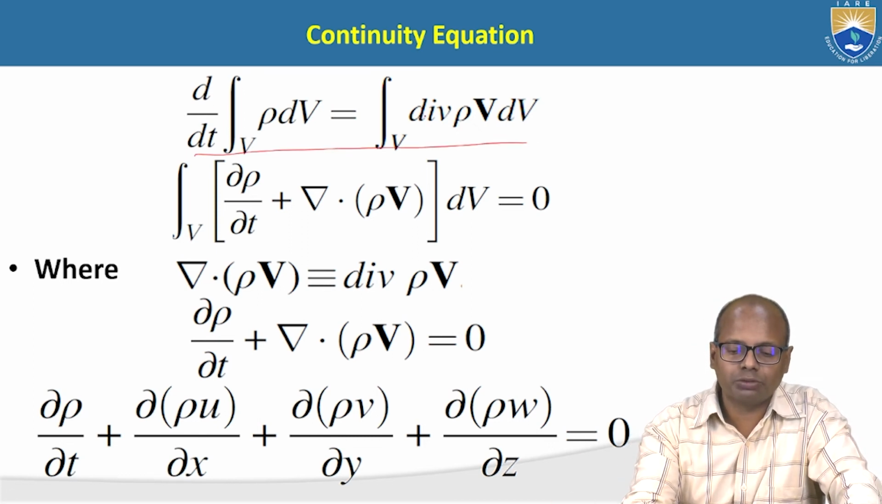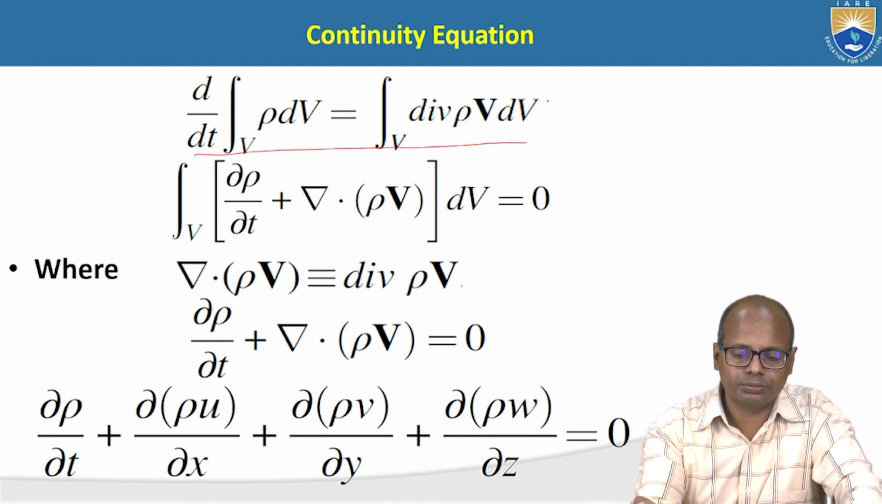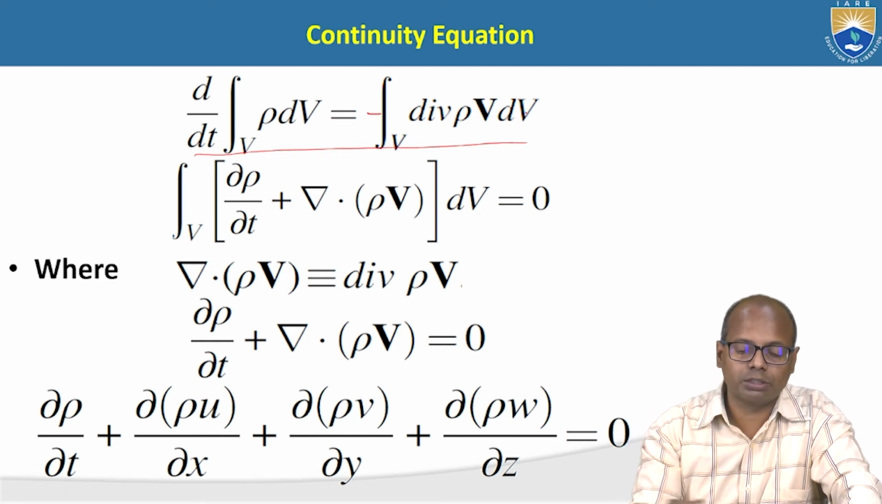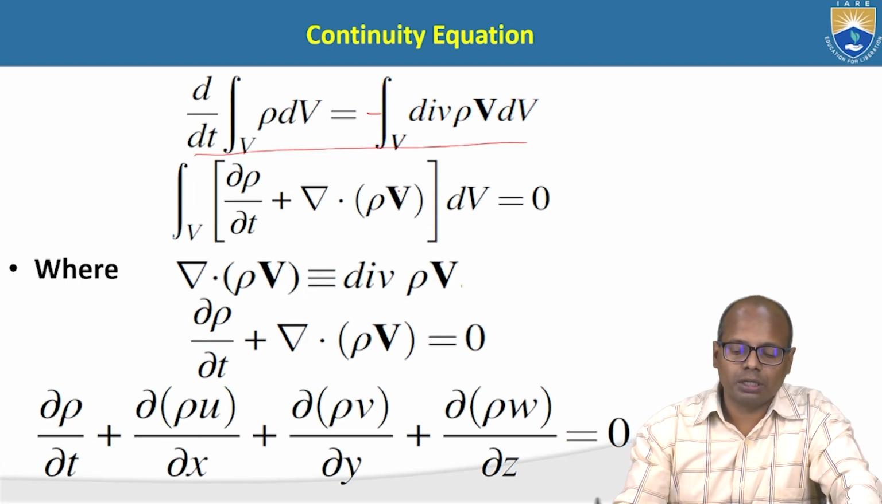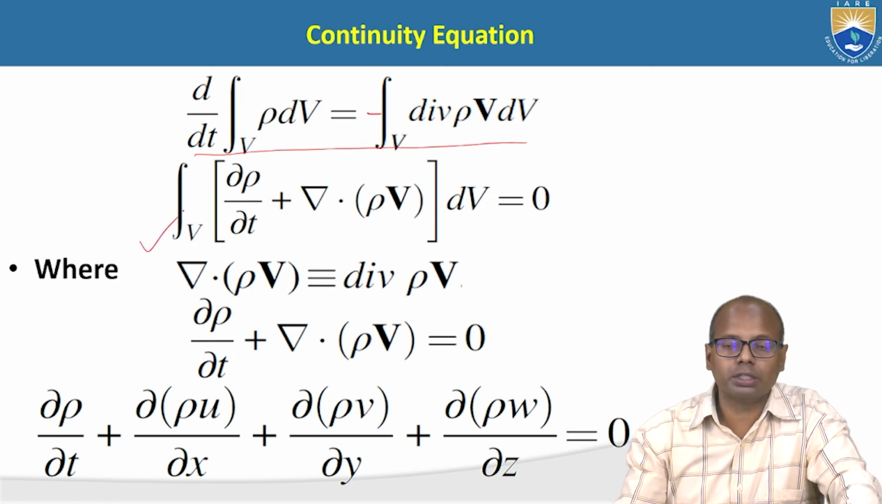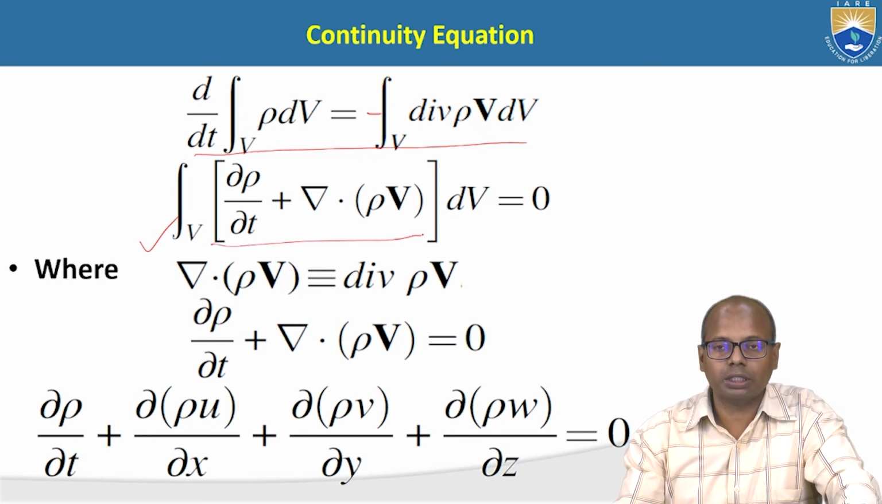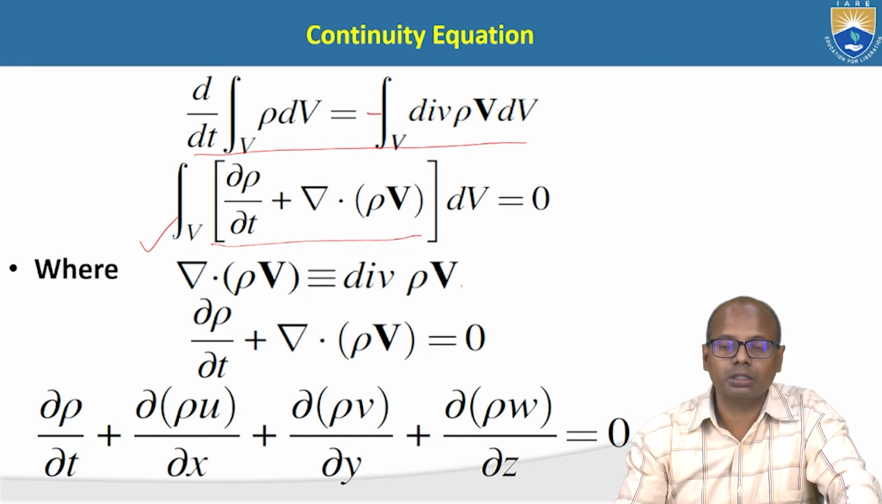Now both sides we have a volumetric integral, so we can take this one to that side. Here it should be minus, so that when it comes to that side it will become plus, and it is dou rho by dou t plus del dot rho v. Now this entire integral is equal to 0. Now, the integral of something is equal to 0, so the integrand we are making it 0.